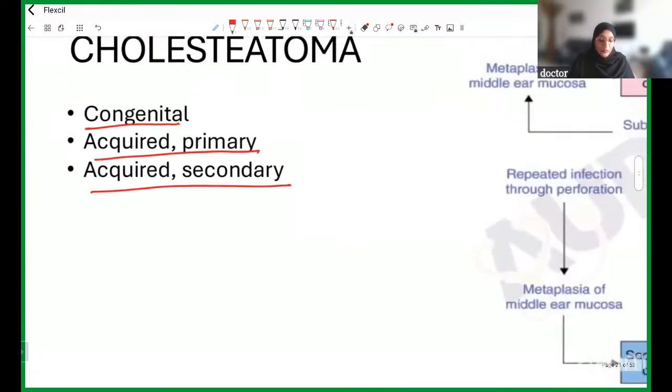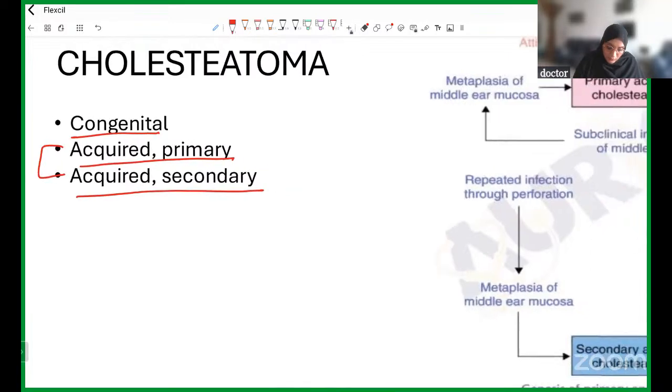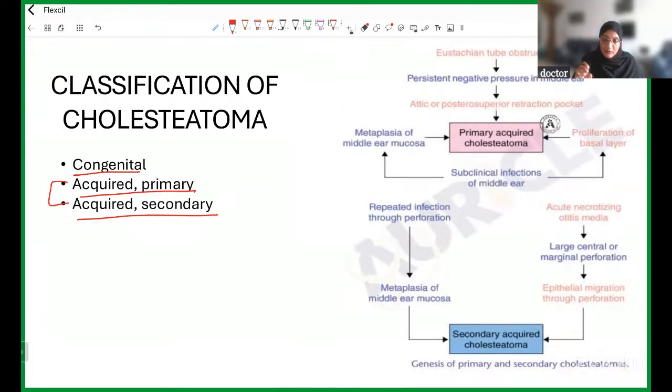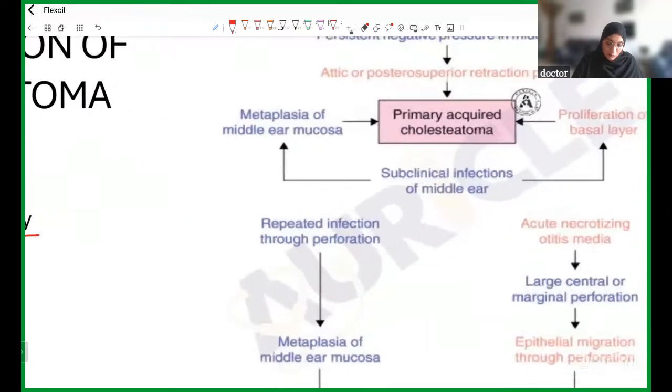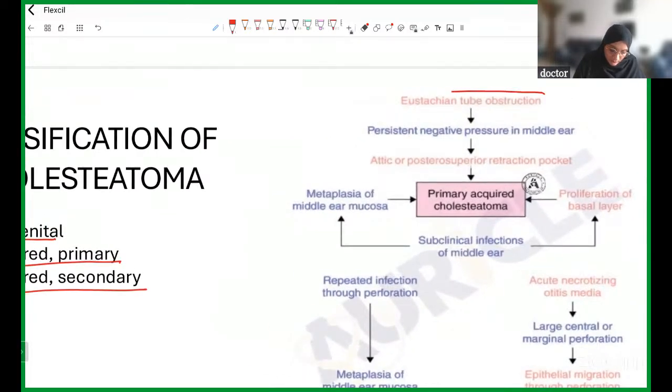Coming to the part of acquired primary and acquired secondary. Now you can see here there are two points which say acquired. So acquired is because it is usually an acquired condition, very rarely a congenital condition. So in primary acquired cholesteatoma, I'll go to this diagram so that you understand it very clearly. So we have a eustachian tube obstruction. Let's assume that a patient is having a eustachian tube obstruction.